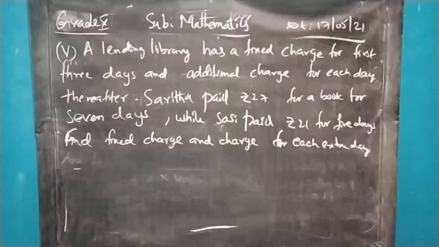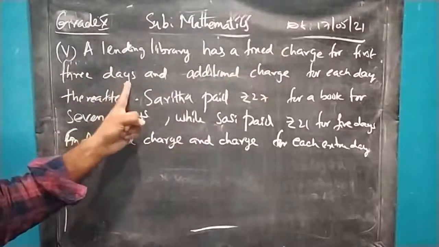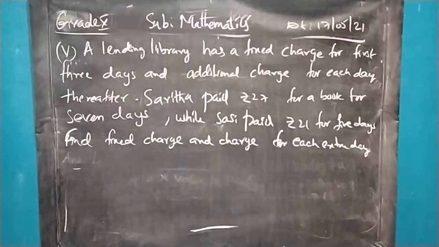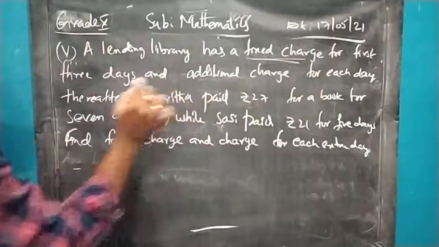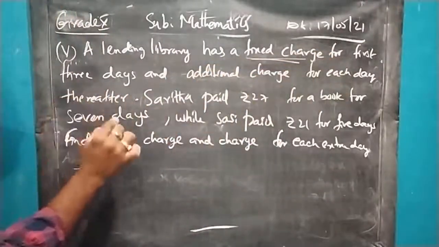Next, let us see the next question. A lending library has a fixed charge for the first 3 days and an additional charge for each day thereafter. So it is like already we have seen one taxi question, right? So we are going to have some fixed charges as well as additional charges. So fixed charges are for how many days? First 3 days the charges are fixed.